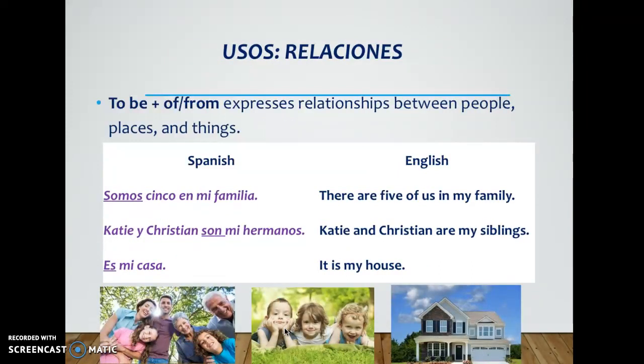And then, of course, relationships. Now we use ser plus of or from to express relationships between people, places, and things. Somos 5 en mi familia. There are 5 of us in my family. Katie and Christian are my siblings. Katie y Cristian son mis hermanos.